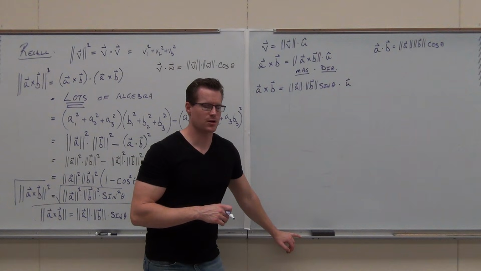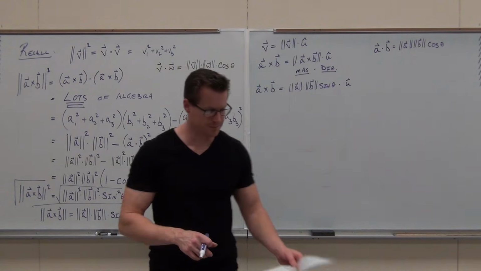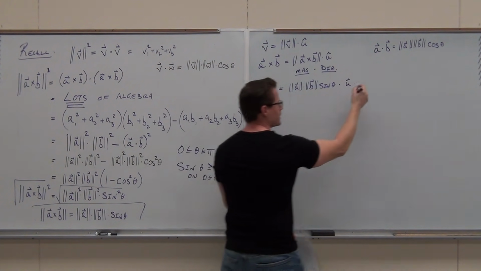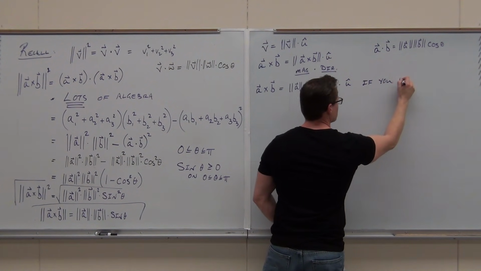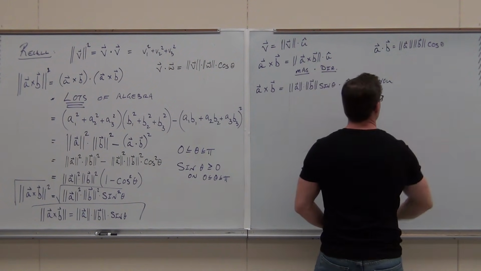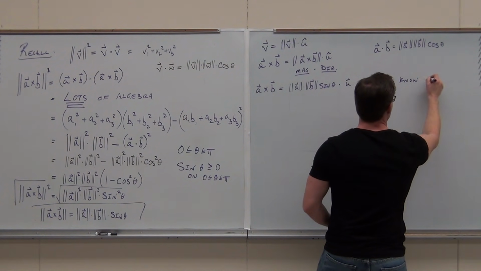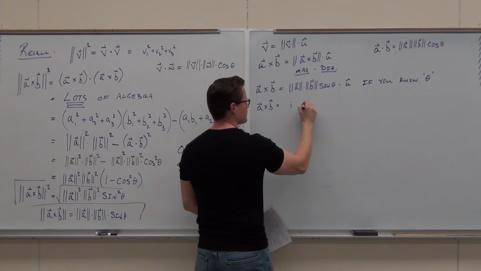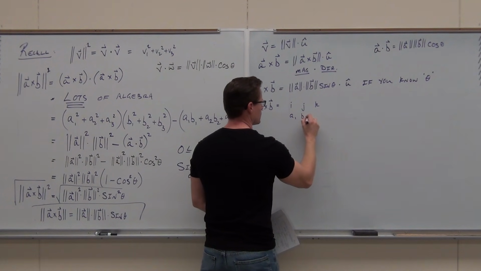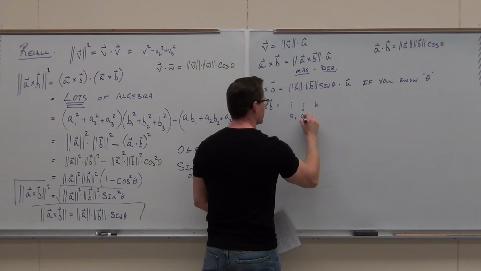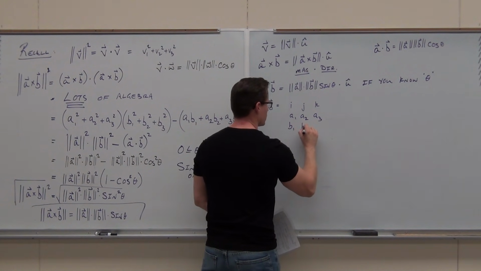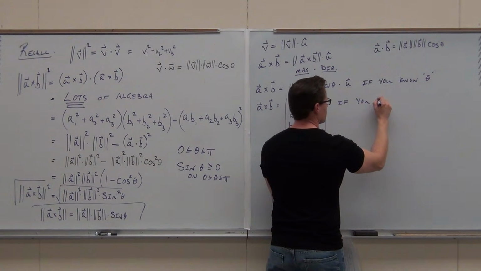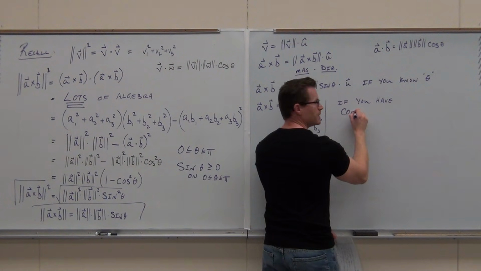Now, here's what I want to talk about. The big old punchline. So we got two ways now. We got this way for vectors with angles, so if you know theta, and we had this way, if you have component form.